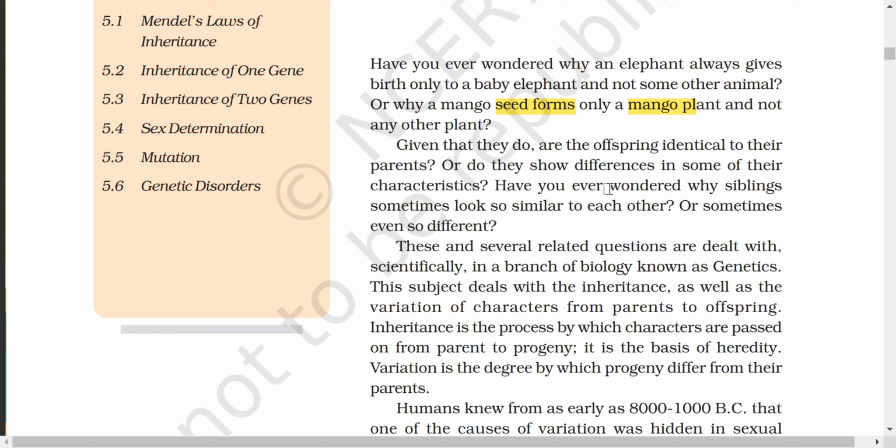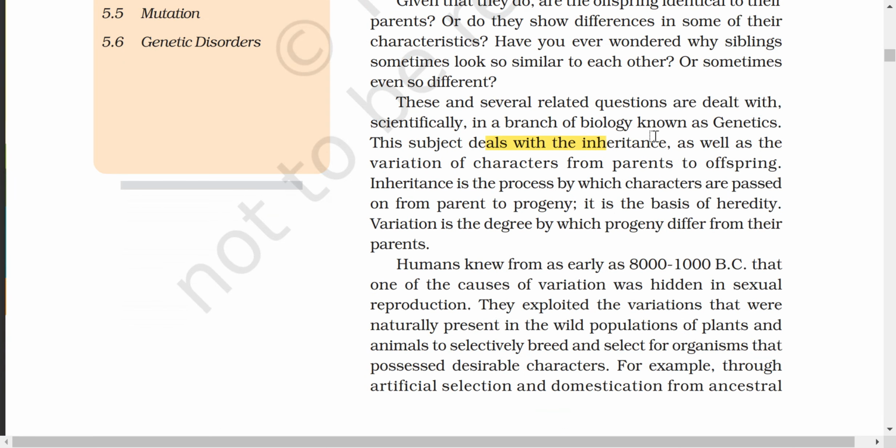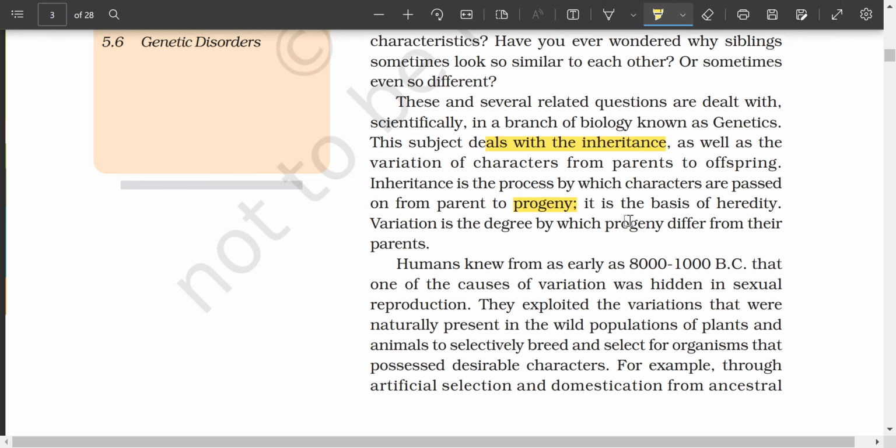So, what do we basically do in genetics? We have a look at the variations, at inheritance. What do we inherit? What do we get from our parents as part of heredity? This subject deals with the inheritance as well as the variation of characters from parents to offspring. Inheritance is the process by which characters are passed on from parent to progeny. It is the basis of heredity.